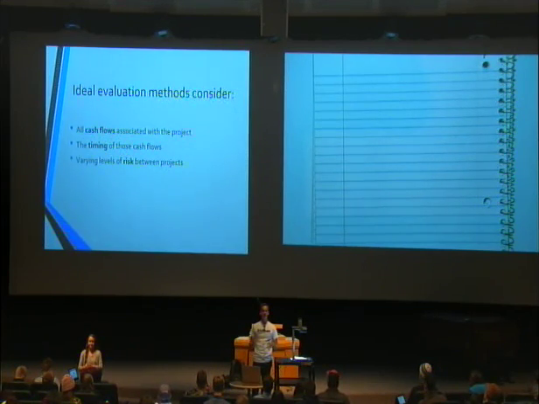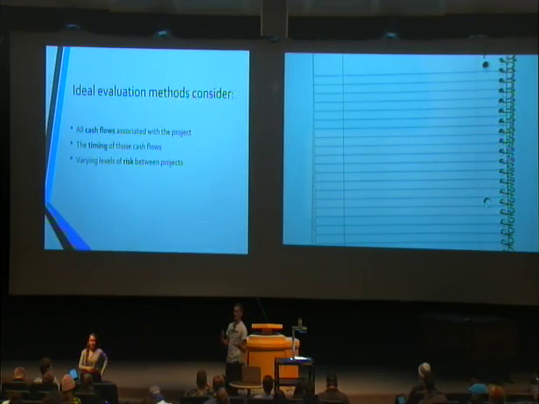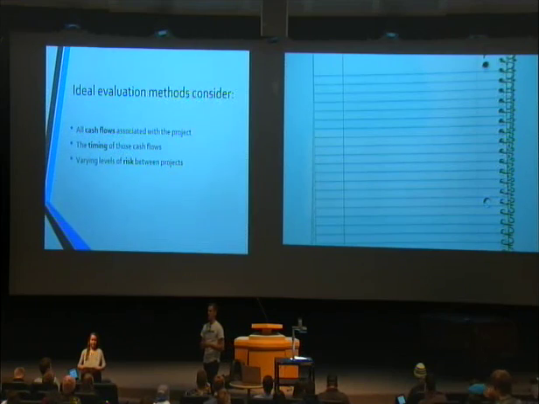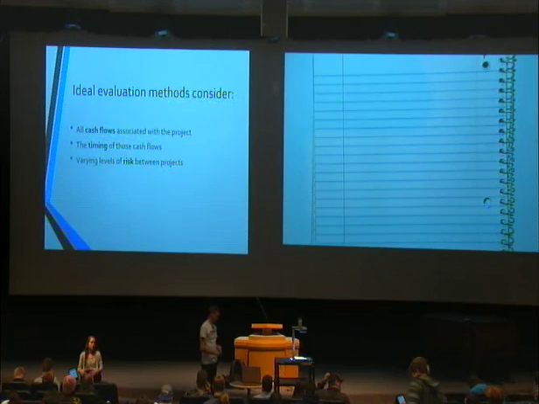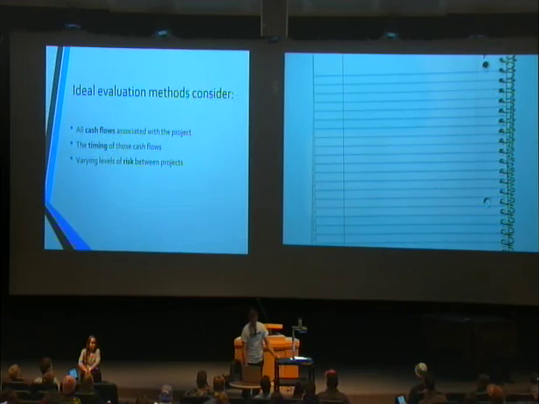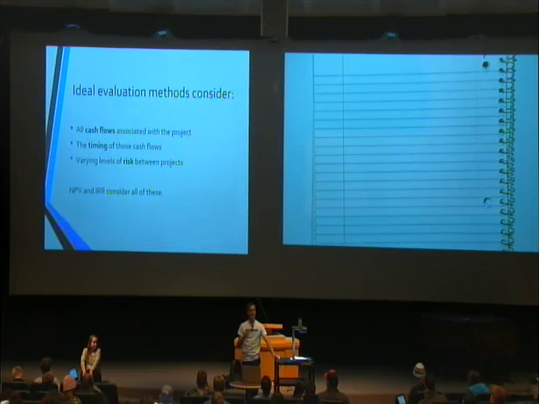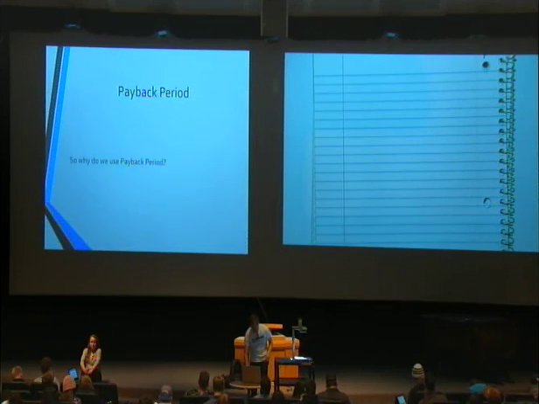And then varying levels of risk between projects. When we compare different projects, which one would be better, which one would not, we should have a way to measure how risky each project is. And the NPV, the net present value, and the IRR consider all of these, but the payback period considers none of these. All right, so you may be wondering, why do we use the payback period?